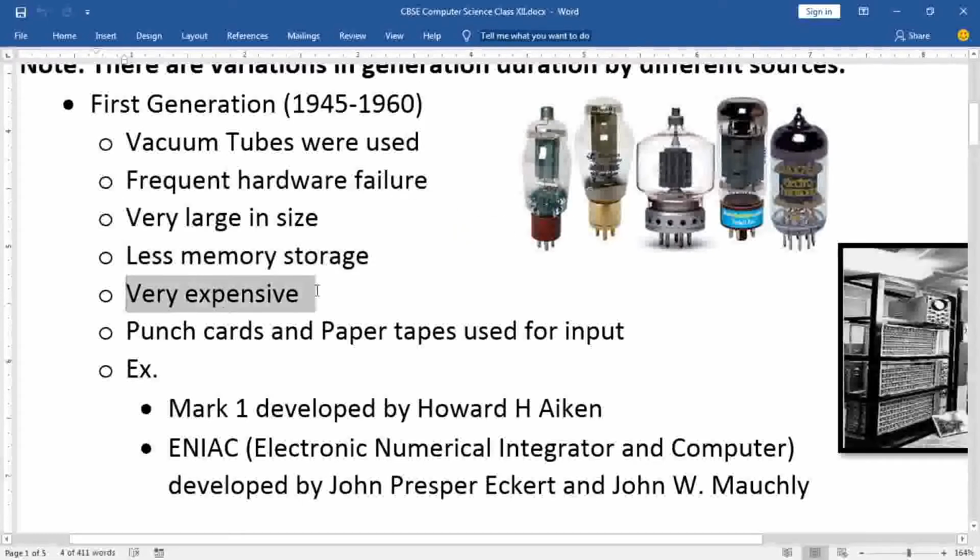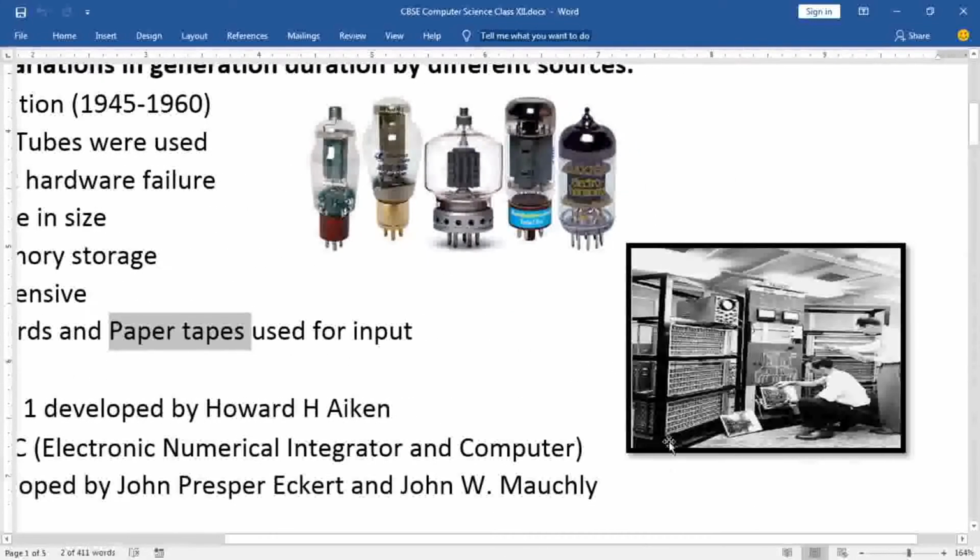To input data, they were using punch cards and paper tapes. You can search for the images of how they looked, punch cards and paper tapes, and then you can imagine how data was taken. Basically these are the types of devices that were used to take the input.